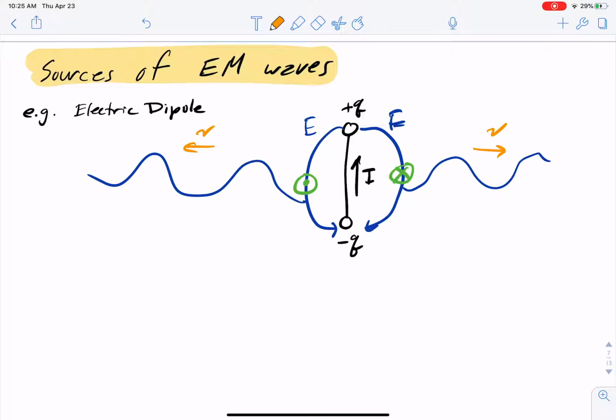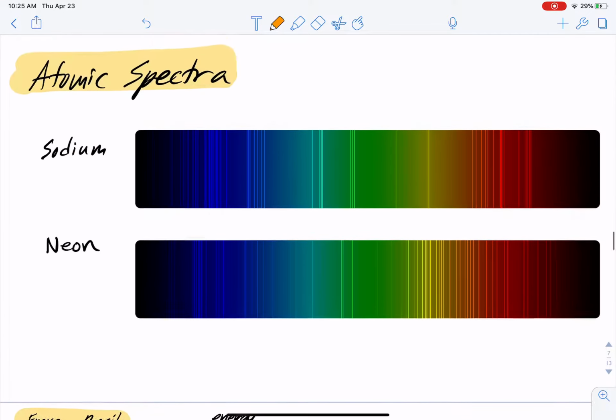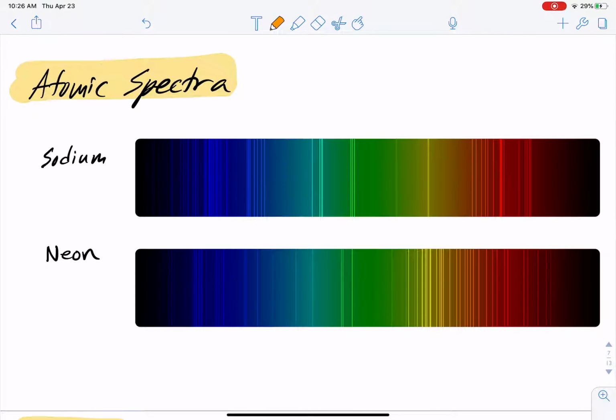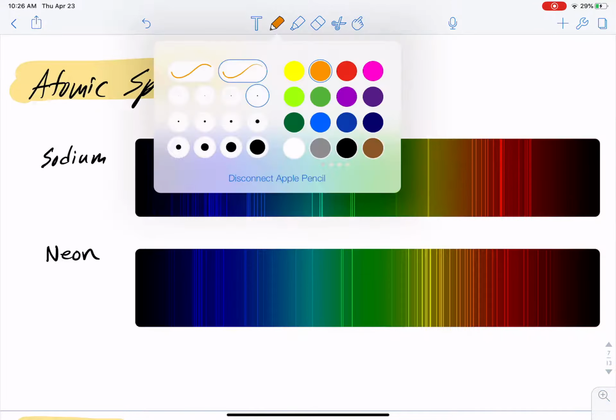It doesn't really matter what the shape is. If it oscillates, it's probably going to make some waves. This particular pattern actually is not so uncommon. It's the source of what we call atomic spectra. So atoms, individual atoms, have the ability to oscillate. You can think of it as the electron cloud vibrating. And the thing is that the vibrations are at very characteristic frequencies.